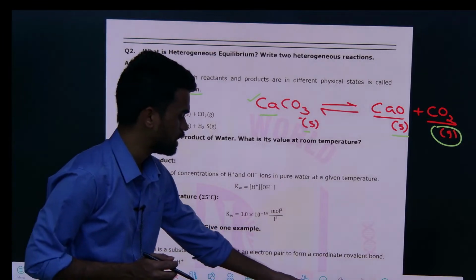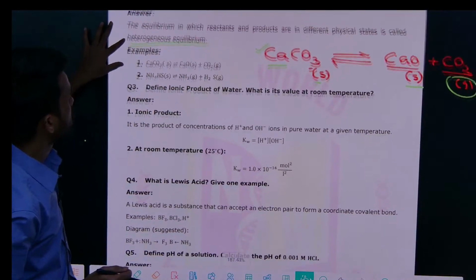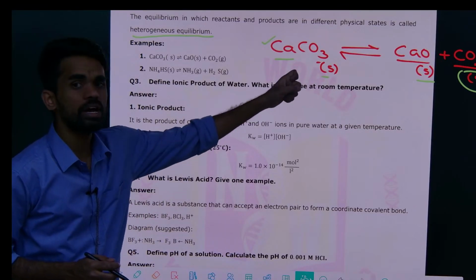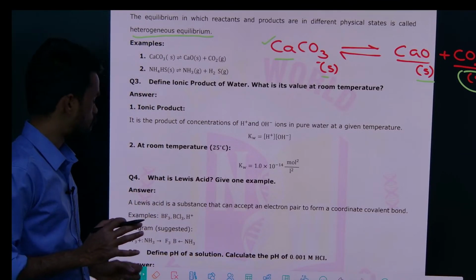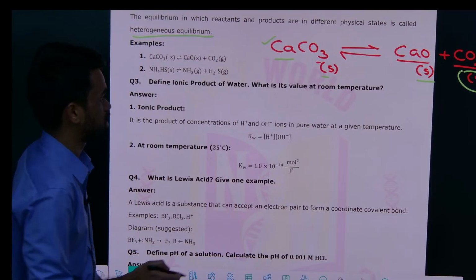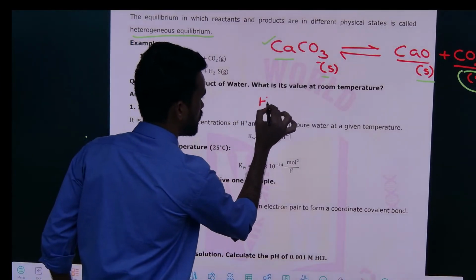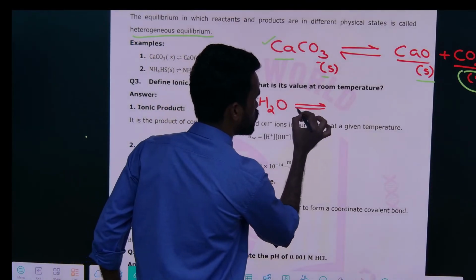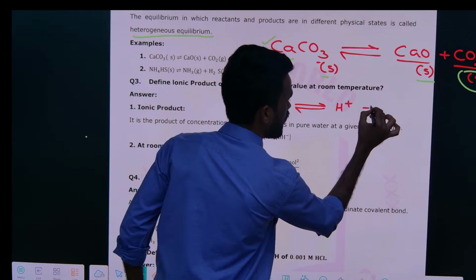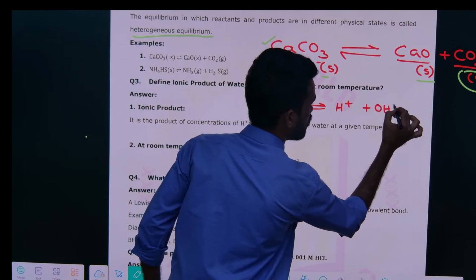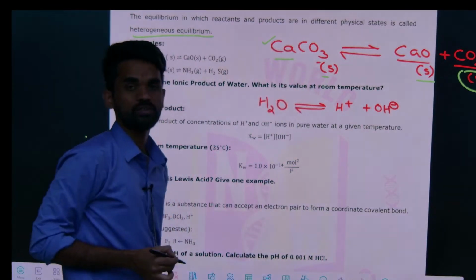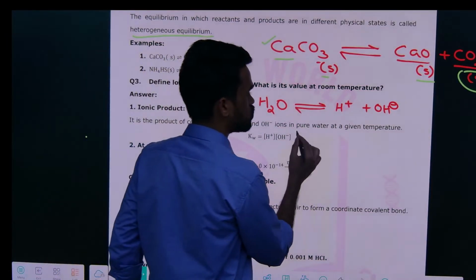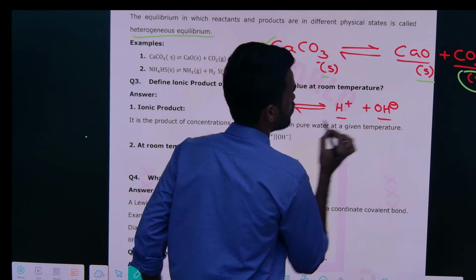The next one, the third question we have here: define ionic product of water. What is its value at room temperature? Very easy. What do we mean by ionic product? First of all, if we consider how the water molecule will dissociate, it undergoes ionization to give H plus and OH minus. Remember, water is a very weak electrolyte. It dissociates to give H plus and OH minus ions.